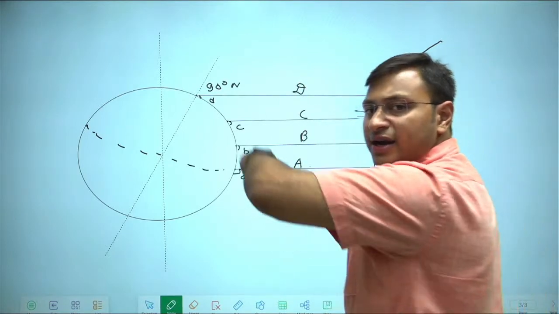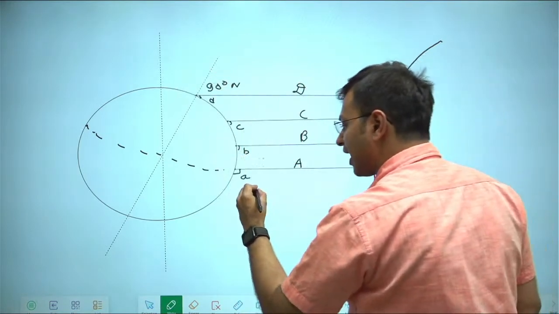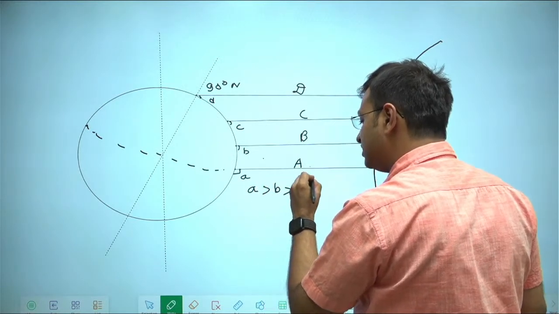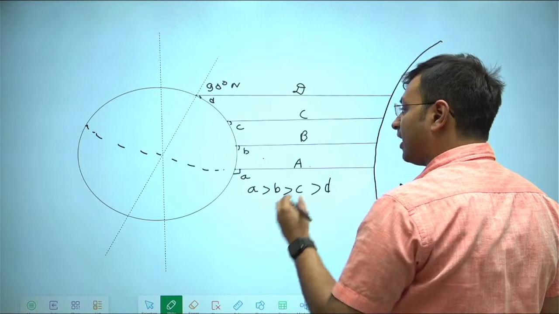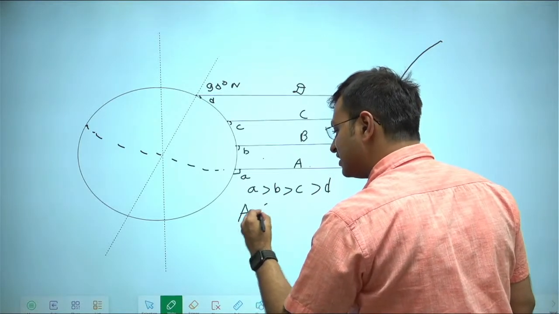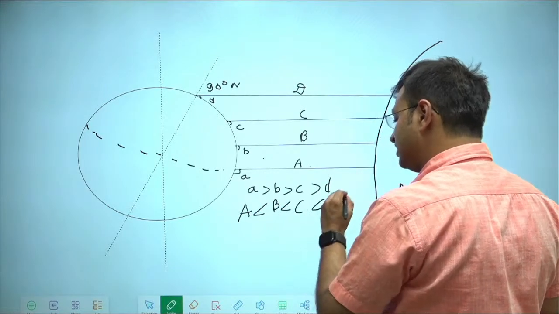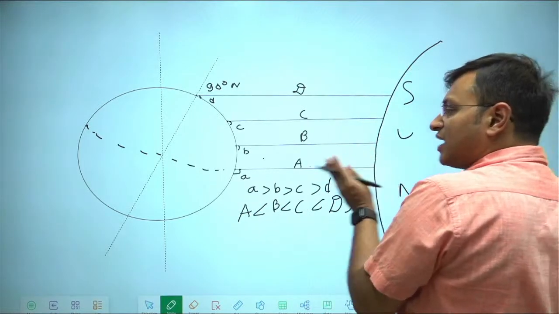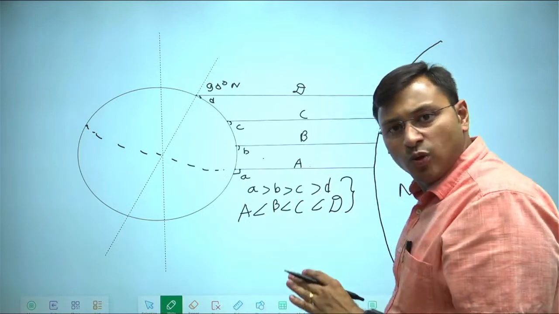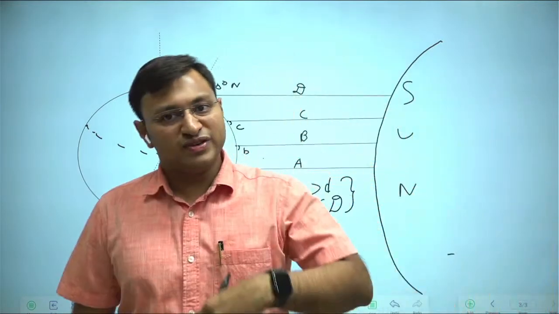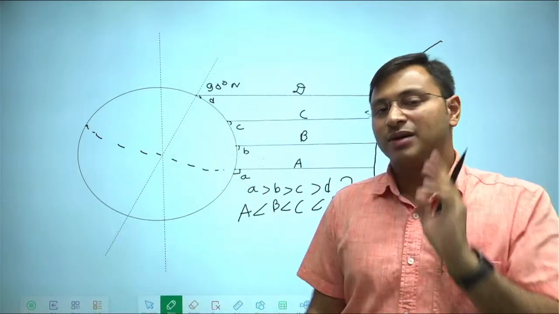See, if I highlight the trend over here, angle A is more than angle B, is more than angle C, is more than angle D. And the distance A is less than distance B, is less than distance C, is less than distance D. So this means what? As we travel from equator towards the poles, the distance the sun's rays have to travel through the atmosphere increases, and the angle also becomes slant.